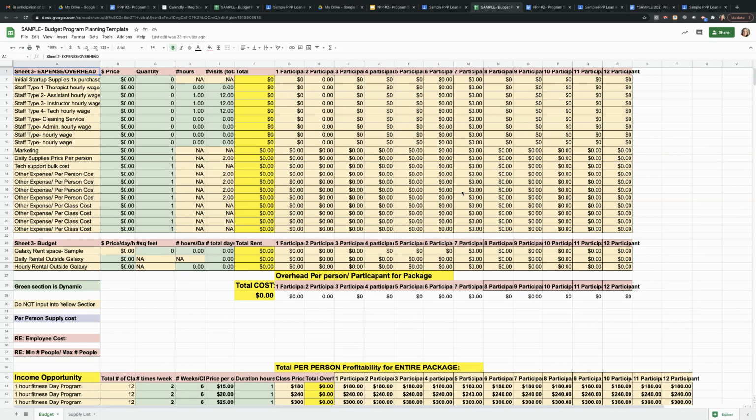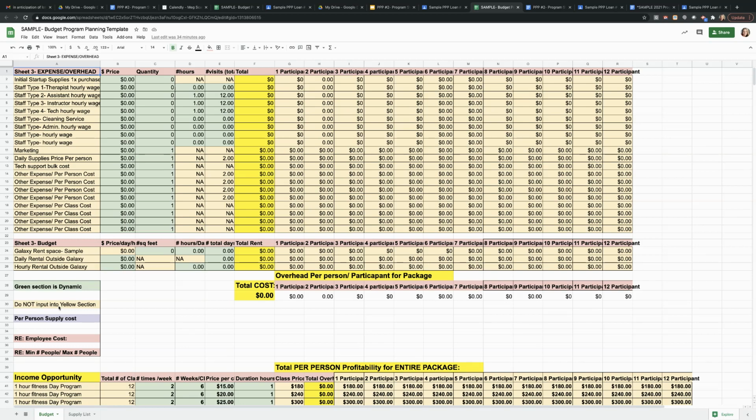And for those of us who are more program based, this is going to feel scary. For those of us who are very financially based, this is going to be fun. But trust me, I've tried to make this as easy as possible to use. The top part of the sheet is the expenses and overhead. And the green section is dynamic. You're going to put your information into that green section. You're not going to do anything with the yellow section, the purple section, or the red section.